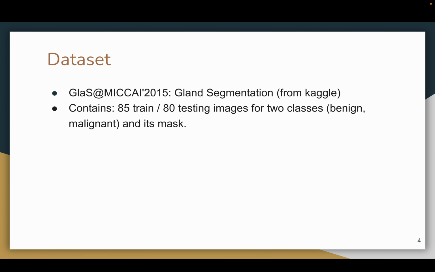Here we use the dataset. This dataset is a segmentation competition dataset from 2015, but it also contains the label of the image. This dataset contains 85 images for training and 80 for testing, for two classes, and it also has its mask.